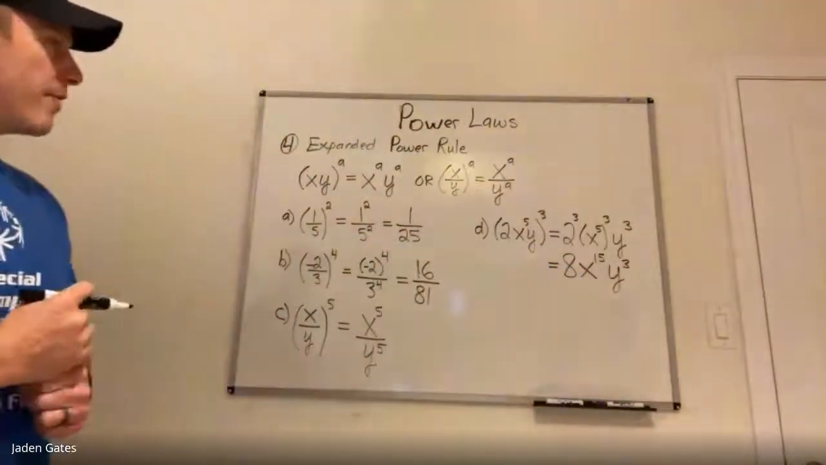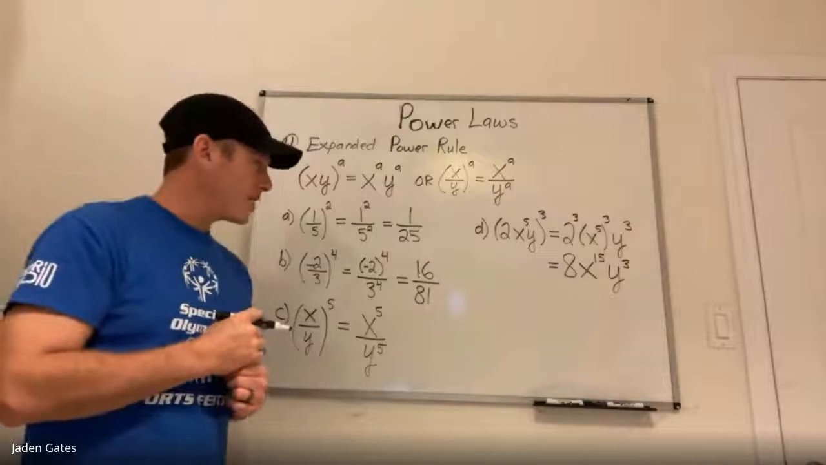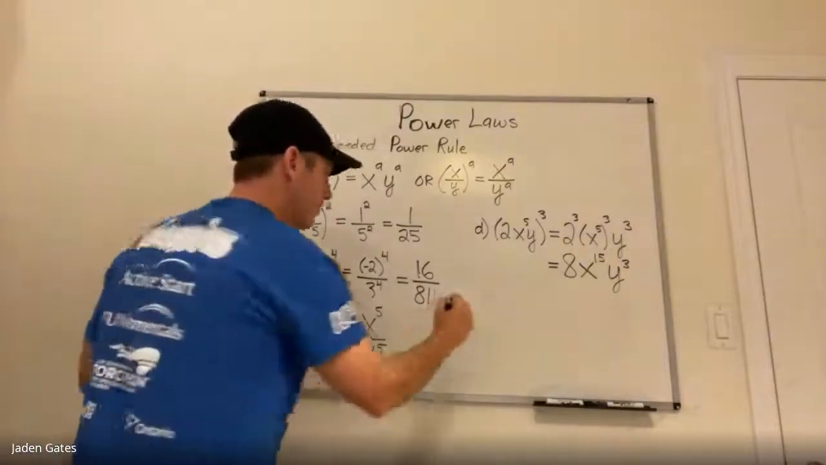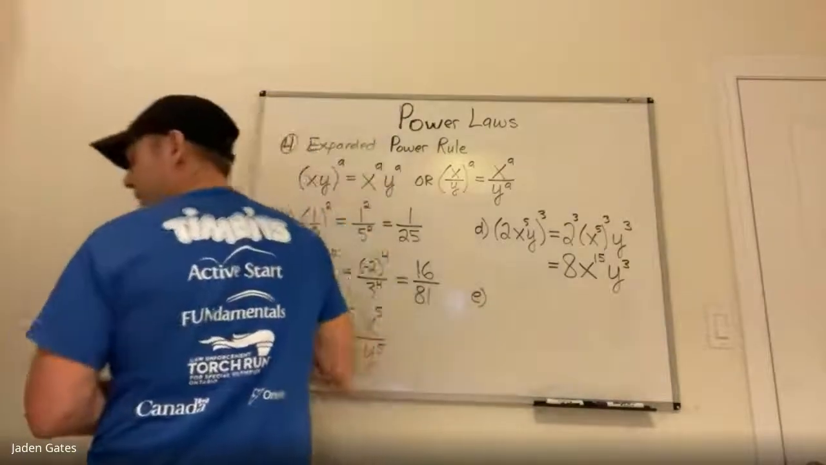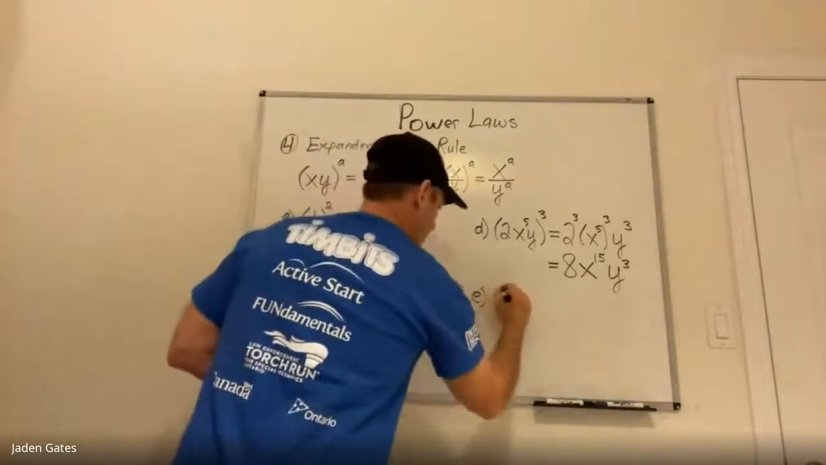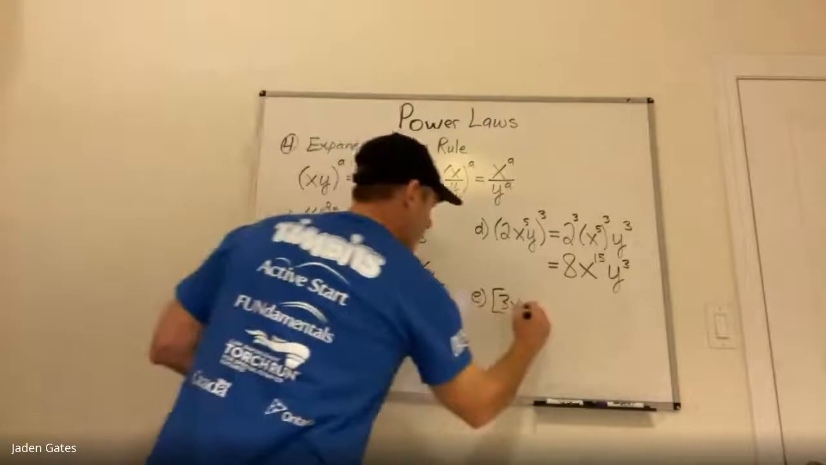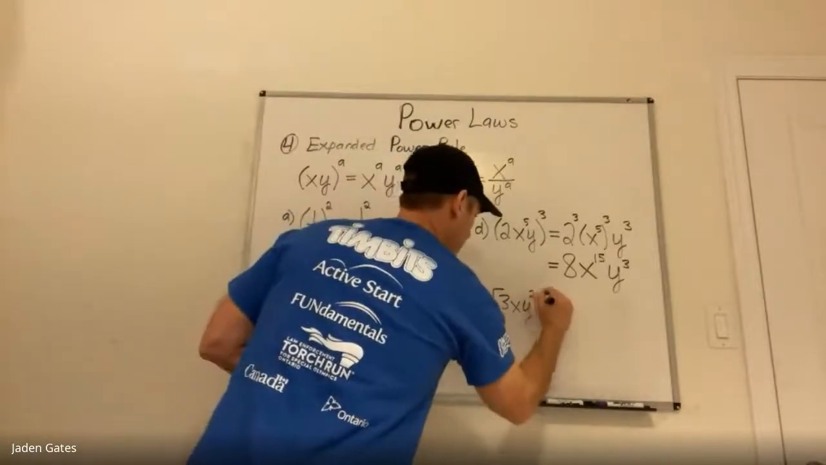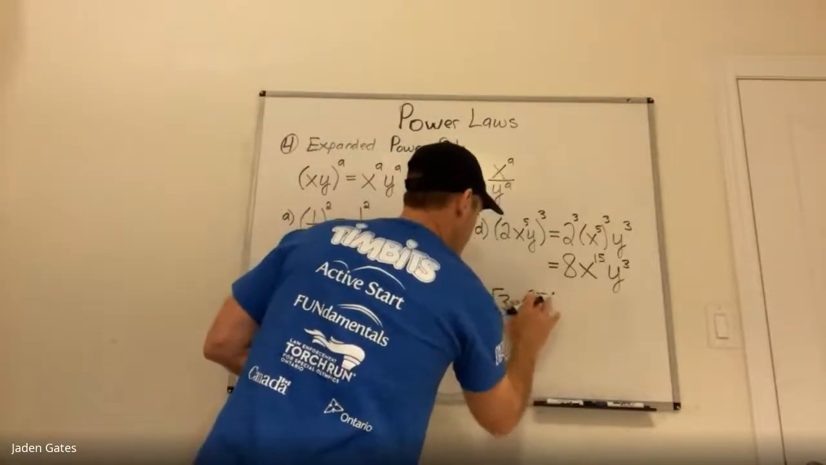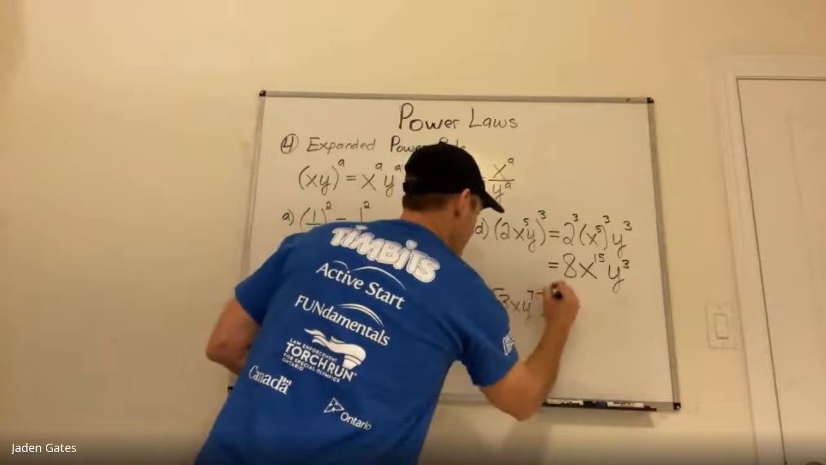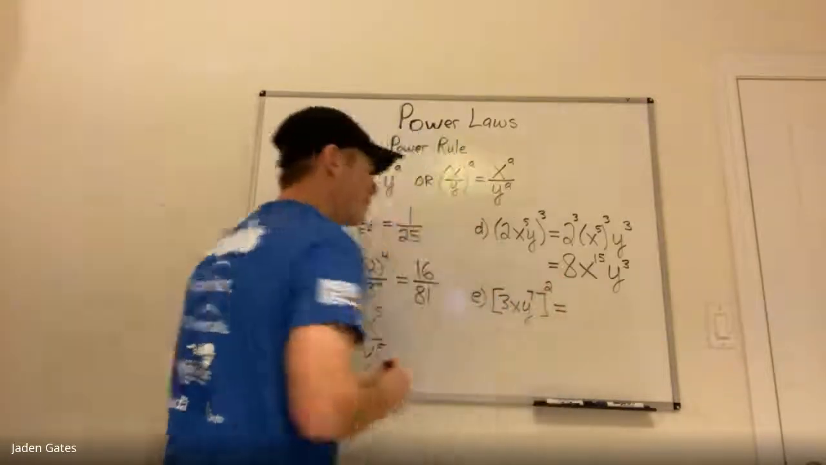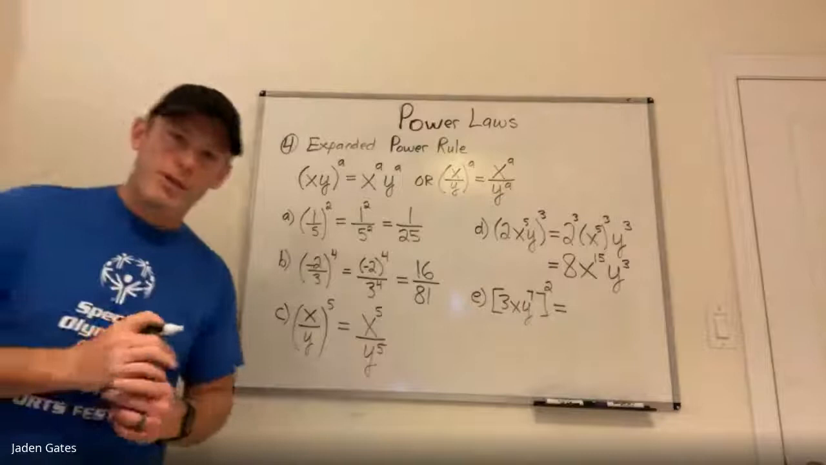All right, so we have x times x, or 8 times x to the power of 15 times y cubed. Let's try another one of those guys. We got 3x y to the 7th, squared. Oops, y to the 7th. And we square it. All right, now I'm going to do this all in one step, this one.